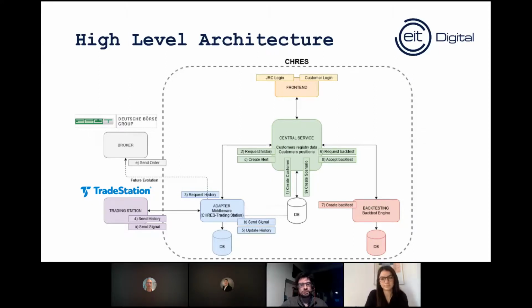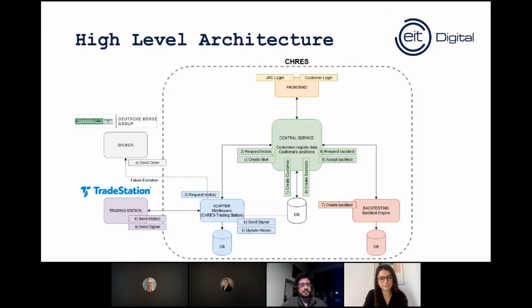This is also responsible for retrieving the signal history from the trading station. Finally, outside the CHRES perimeter, we have the trading station, which is the actual interface towards the market, and this is responsible for the trading model execution and the signal generation. As I said, the trading station is an external component to CHRES. Indeed, we are using TradeStation, which is a very well-known professional trading platform for financial market traders, very useful for modeling and training of trading models.